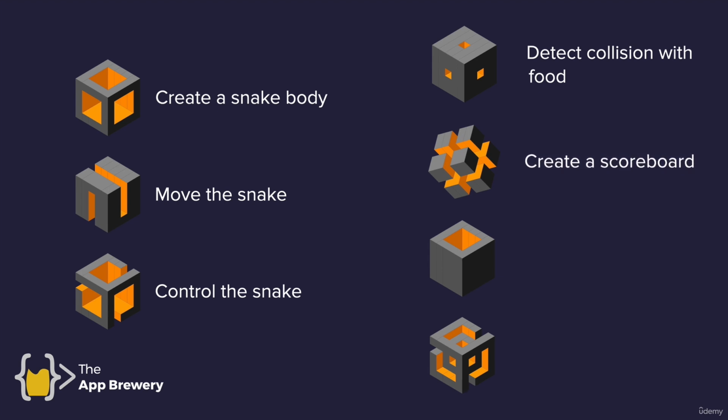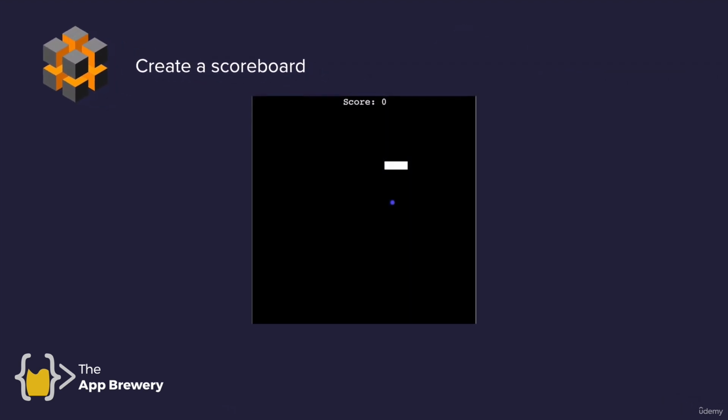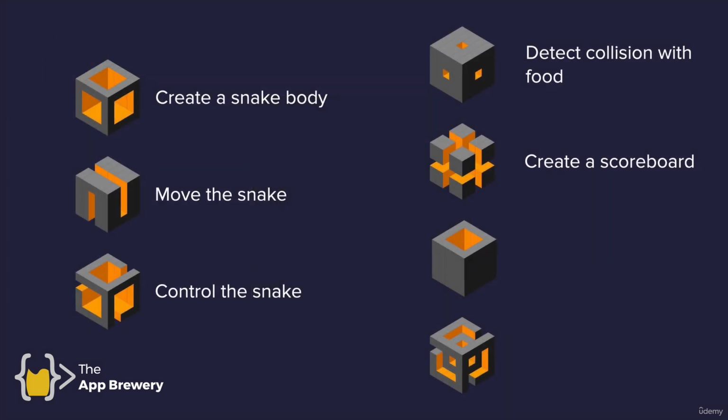And then it's a matter of keeping track of the score and creating a scoreboard. So we're going to learn how to write text in our program so that once the snake hits a piece of food, the score automatically updates. And then next, we're going to figure out when the game should end.